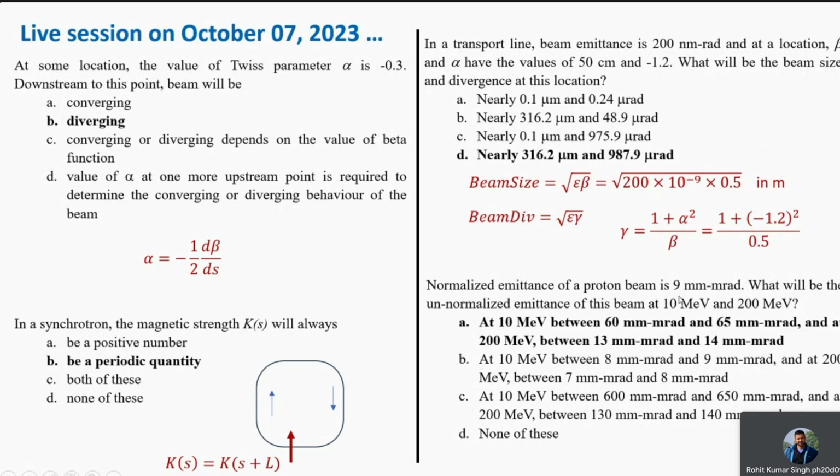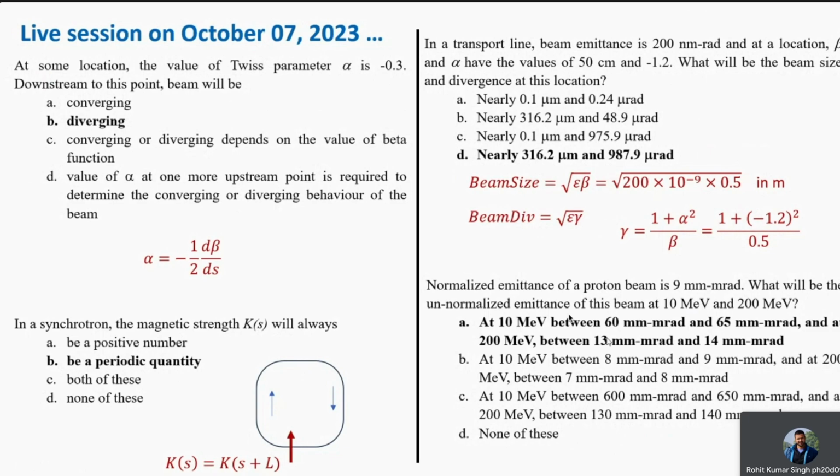Normalized emittance of a proton beam is 9 mm mrad. What will be the unnormalized emittance of this beam at 10 MeV and 200 MeV? Actually, in the course of LINAC, you were introduced to adiabatic damping. It means as the beam accelerates through the linac, its emittance becomes smaller and smaller. That is adiabatic damping. But normalized emittance remains constant.